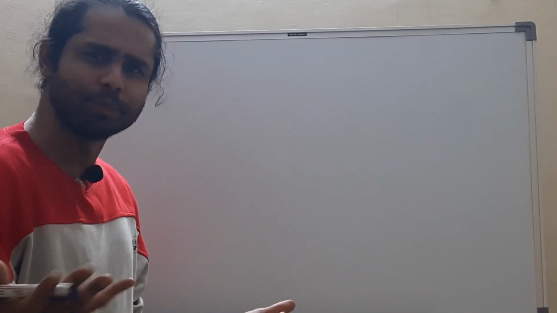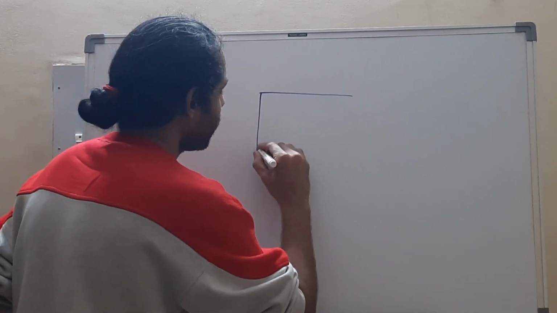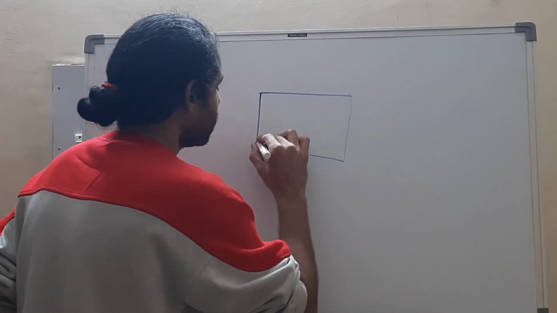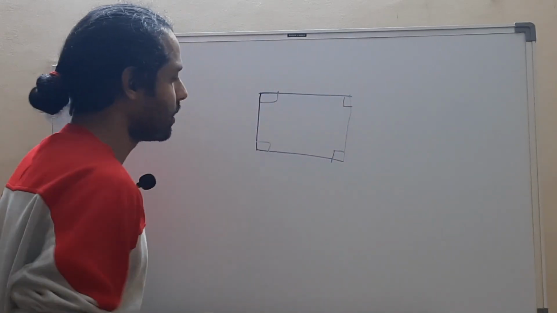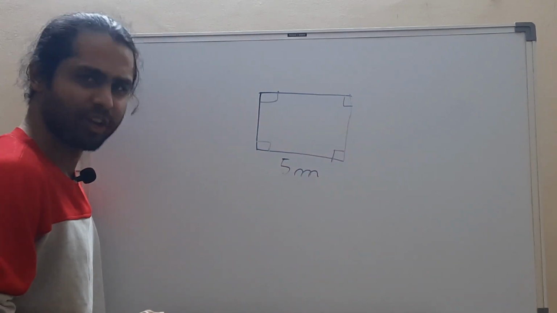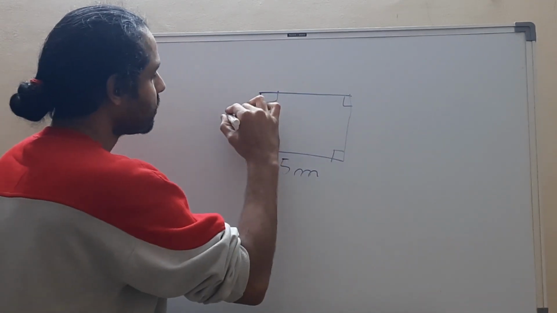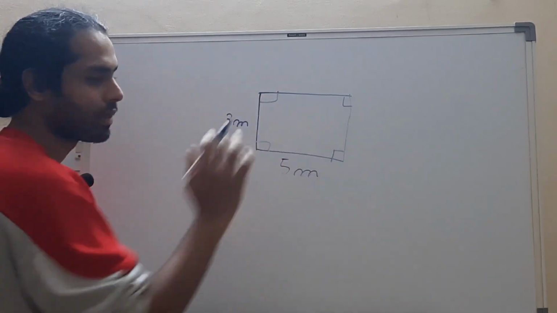Math, like life, is a story. So let me tell you a quick story. Now, here I have a rectangle. I'm going to draw my rectangle like this, and like this. The length of my rectangle is 5 meters. The breadth is 3 meters. So we have a 5 meter by 3 meter rectangle.